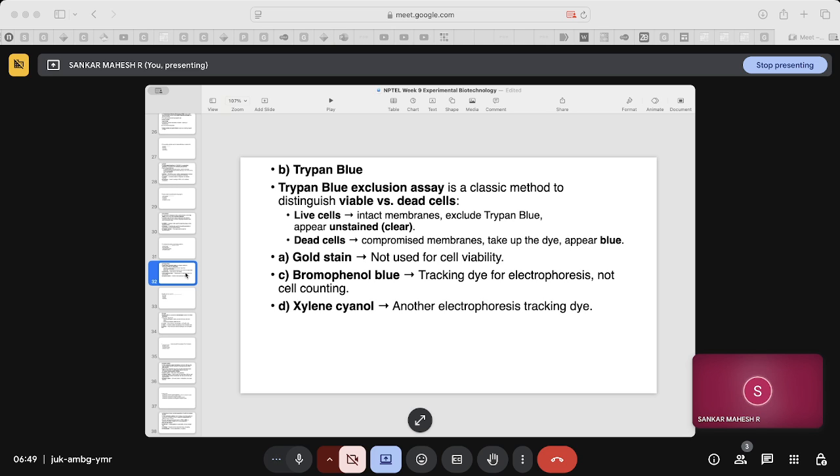Right. So, similar to propidium iodide, this is also dependent on the ability of the membranes to be intact or not. So, in live cells, the cell membrane is intact, so trypan blue cannot enter. But in dead cells, these membranes are not intact, which is why it can take up the blue. Whereas Giemsa, we don't use it for cell viability. And bromophenol blue and xylene cyanol, these are tracking dyes that people use for electrophoresis, like for example, what we learned earlier in SDS-PAGE and so on.